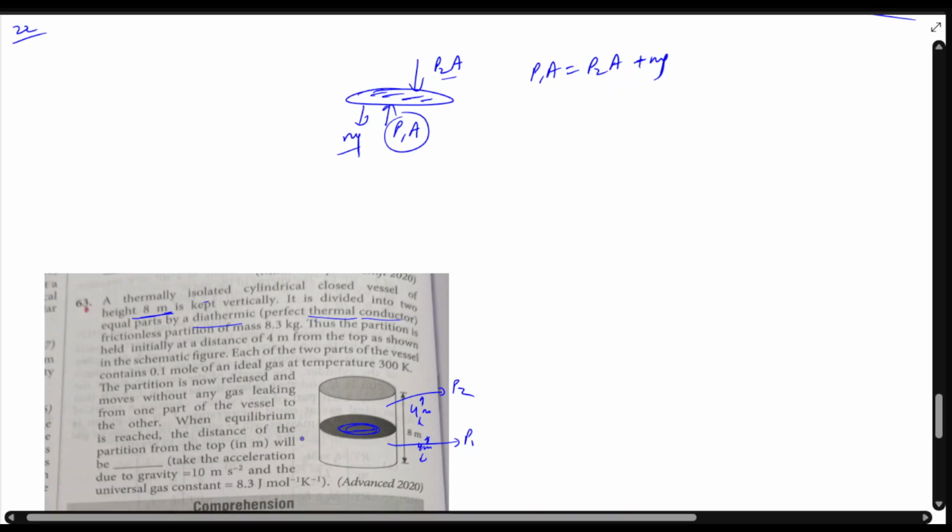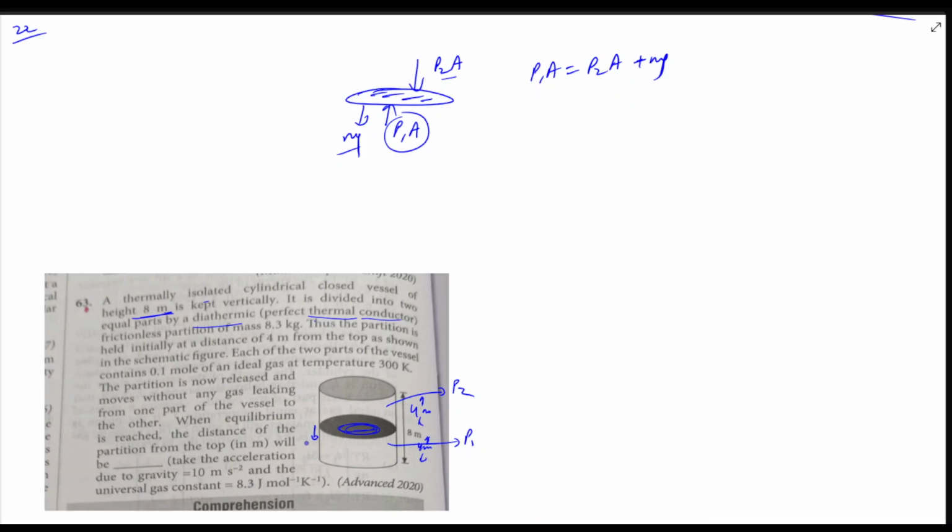Okay, let's just say it moves by some distance. I don't know, let's just say it moves by distance x, because we have to find the x. What we have to find first is the distance of the partition from the top. So this we have to find. Let's just take this as x.